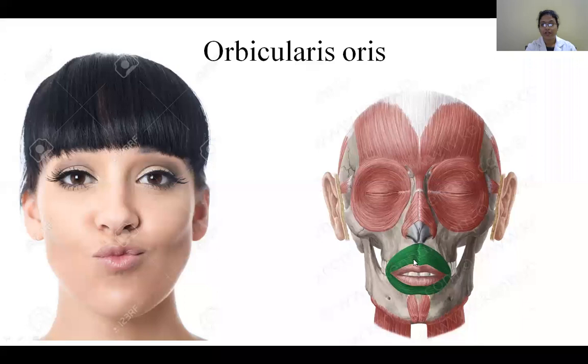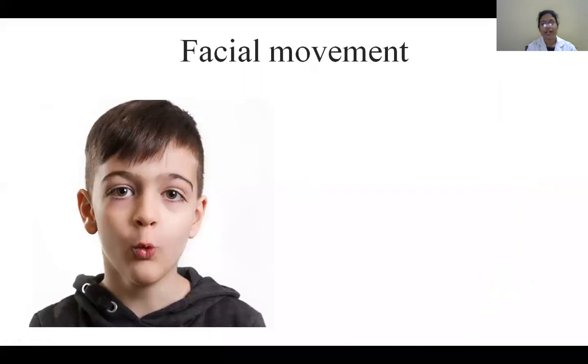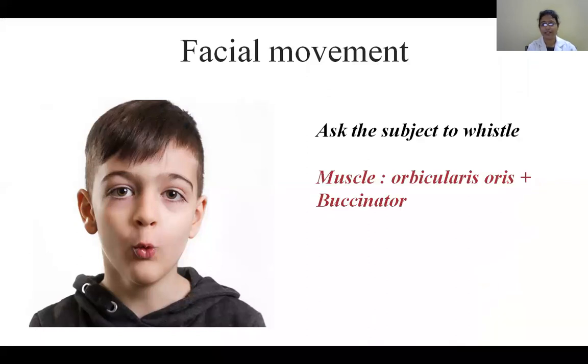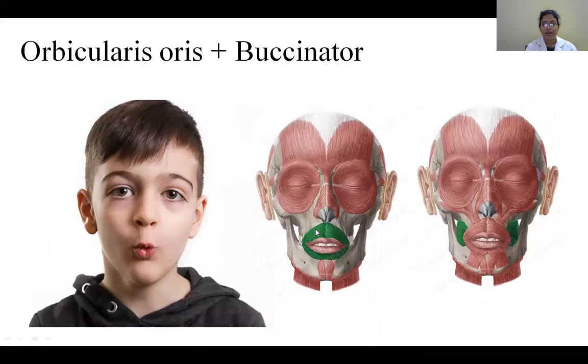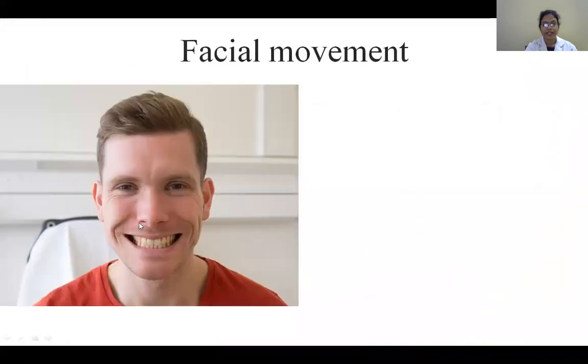So this is how orbicularis oris is present around the lips. So when you contract orbicularis oris, it leads to puckering of the lips. So another action you ask the subject to do is to whistle. So when you ask the subject to whistle, you are assessing two muscles at a time, that is orbicularis oris as well as buccinator. So this is orbicularis oris and this is buccinator. So whistling.